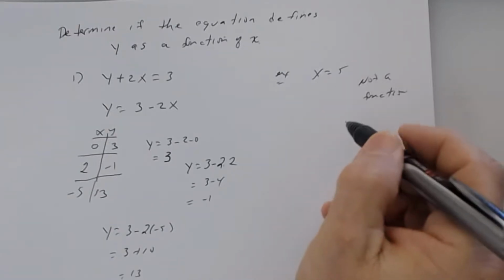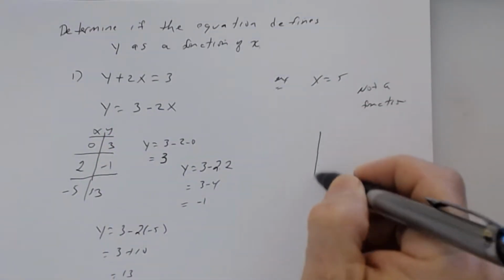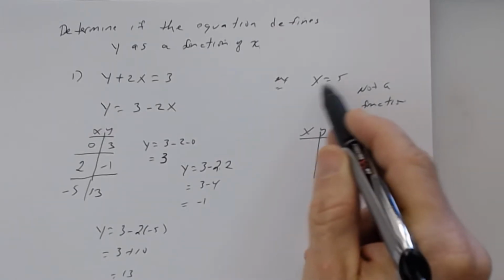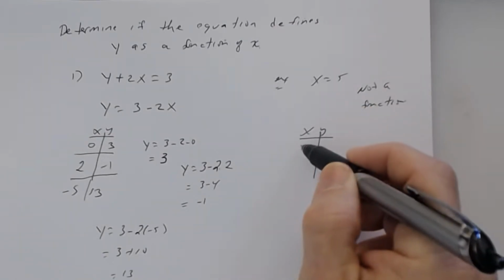But let's think about this. Let's do this in terms of the t-table. Remember, this means that x always equals 5. So that's what that means.